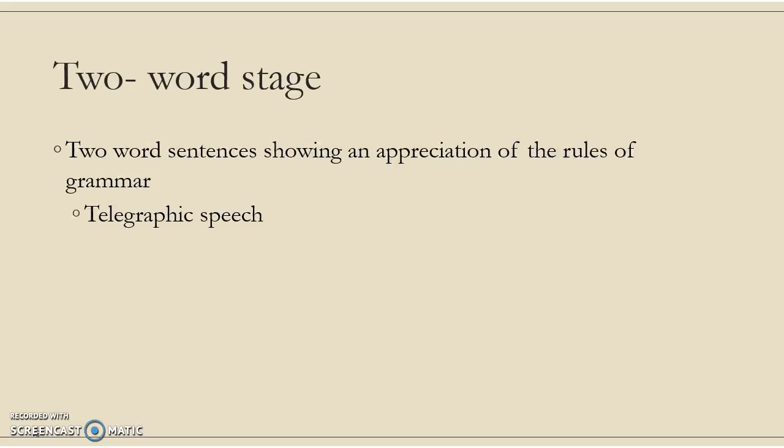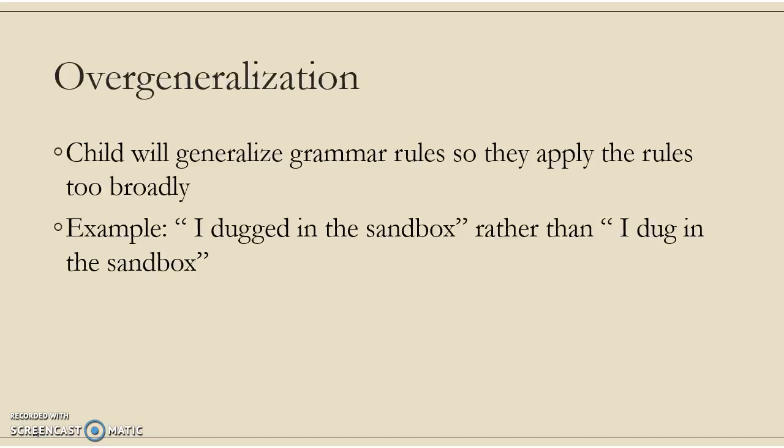Second stage, as you would assume, is the two-word stage. They're going to use two-word sentences to show basically the appreciation of the rules of grammar. So they're going to begin to understand the rules of grammar. And that is also referred to as telegraphic speech. So an example of this could be want bottle, where mom, etc. So they're starting to understand. They're going to say want bottle, not I want my bottle. But they're going to start to understand the rules of grammar.